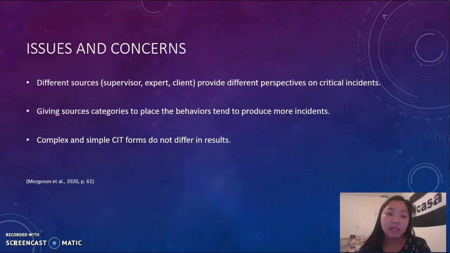Last is that complex and simple forms do not differ in results. So whether you're asking the person who's completing the critical incident to fill out a very long, complicated form or a simple one, it doesn't really matter because it doesn't produce better results. One doesn't solicit more information than the other.